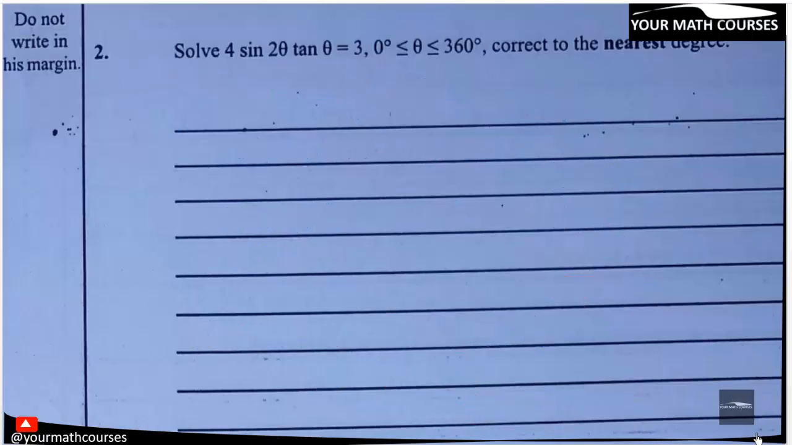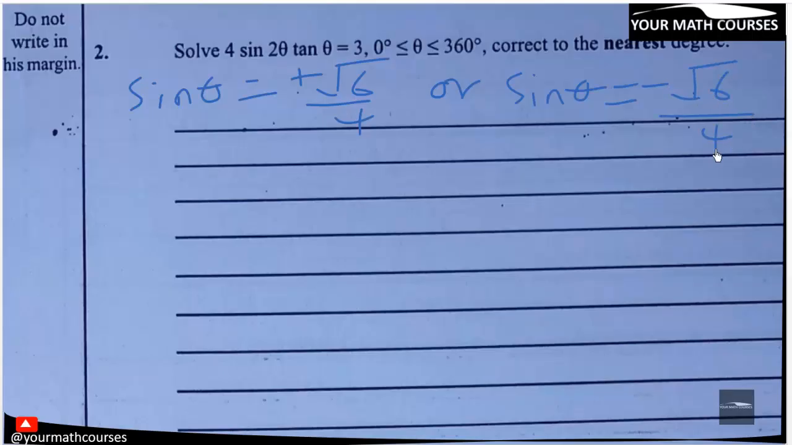What we do next is split the values. So we have sine theta equal to positive square root of 6 over 4, or sine theta equal to negative square root of 6 over 4. With the positive one, remember CAST, C-A-S-T, all students take calculus. It tells us that sine is positive here and positive here.